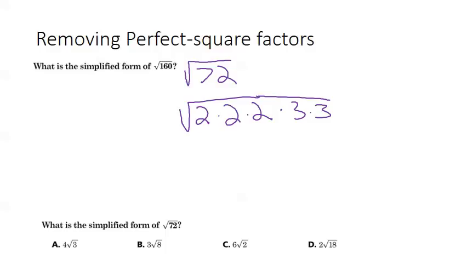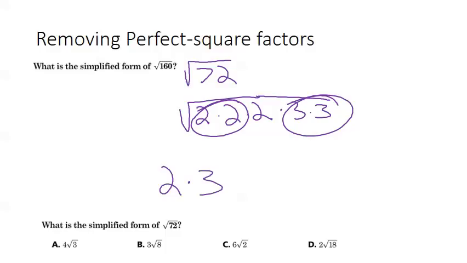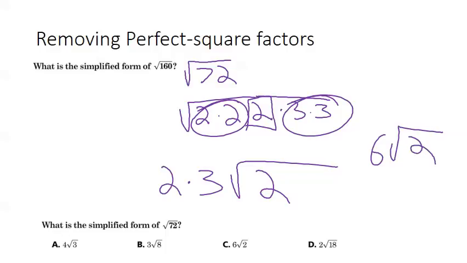So let's look for some pairs. Well, we've got a 2 and a 2 there and a 3 and a 3 here. Let's bring them outside the house: 2 times 3. What's left inside the house? Well, that 2. So what's 2 times 3? Hopefully you know that it's 6. So you get 6 times the square root of 2.